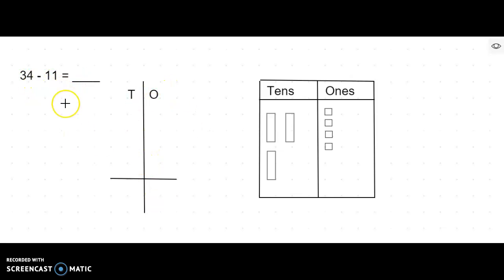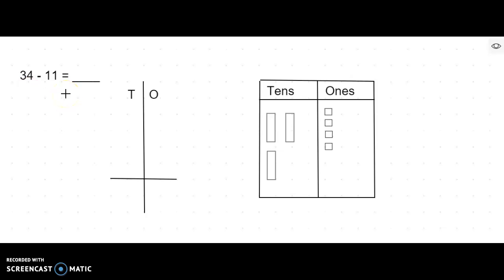Our equation is 34 minus 11. Now, when we subtract, what we are really doing is taking a part away from a whole. So we need to make sure we put the whole on top in vertical subtraction, because that's what we're taking away from. The whole is usually the bigger number or the number that comes first. What do you think the whole is in 34 take away 11? Yep, the whole is 34. You can take 11 out of 34, but you can't take 34 out of 11.